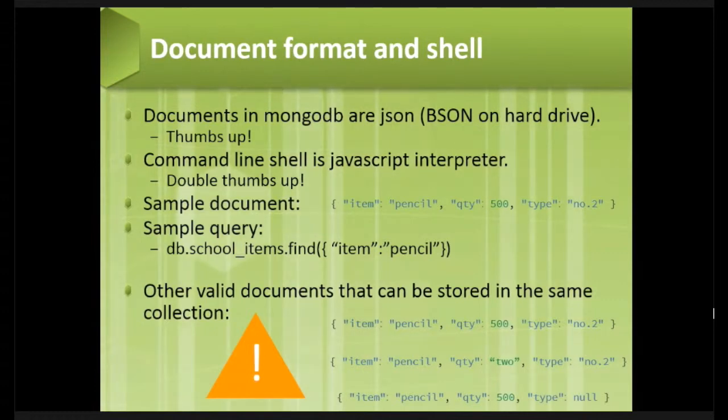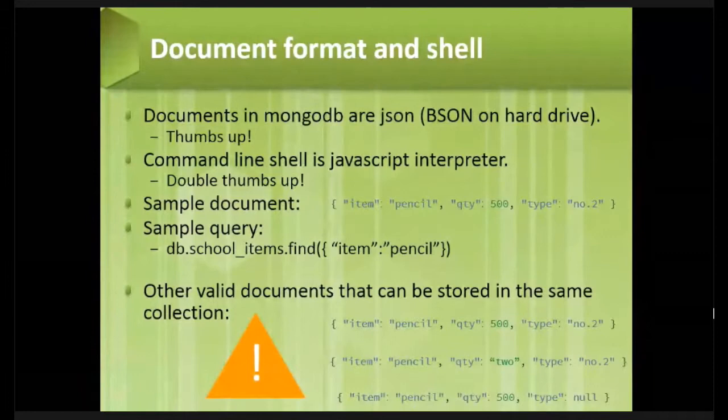Like I mentioned earlier, there's a sample document. It's a field name and a field value. As you can see there, item is pencil, points can be a number, and type can be a string too. The queries are also done in JSON expressions.